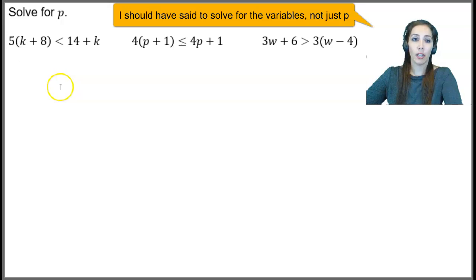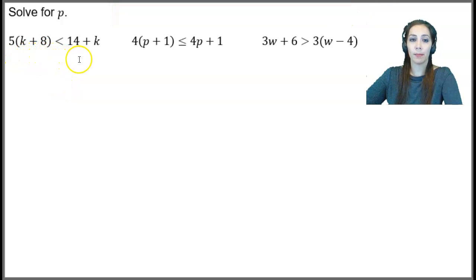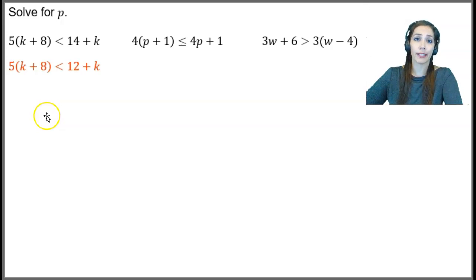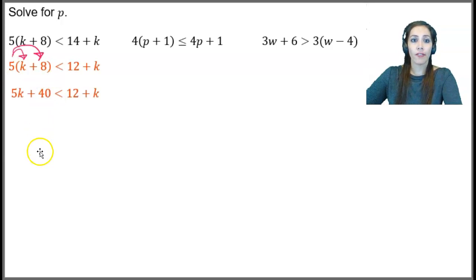Solve for p. We have 5 times the quantity k plus 8 less than 14 plus k. The first thing I'm going to do is distribute that 5 to the quantity k plus 8. We're going to treat this as if there was an equal sign there instead of an inequality. We want variables on one side, numbers on the other. So I'm going to distribute the 5 to the k and then the 5 to the 8. When I do this, I end up getting 5k plus 40 less than 12 plus k.